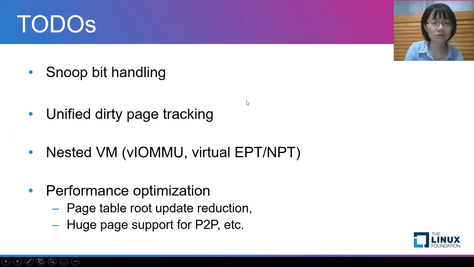So here are the to-dos for us in the future. We want to figure out how the snoop bit can be set on the TDP side, and what a unified way to track the dirty page is. And we want to support nested VM and do some performance optimization, for example, to reduce the page table root update count and support huge page for P2P, and something else.